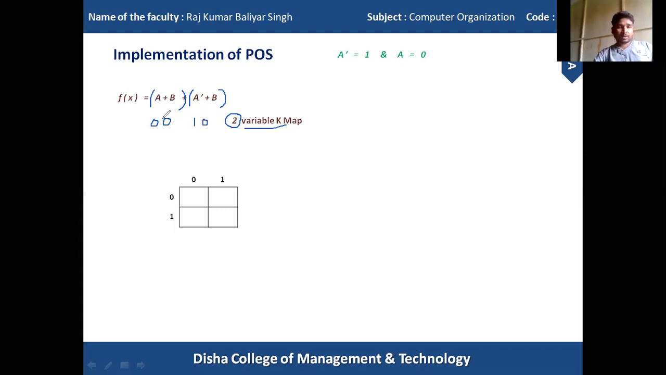So after conversion of this Boolean function into 0 1 form, we'll get this one, that is 0 0 and 1 0. So in case of two variable KMap, the row side is represented with A and the column side is represented with B, and the first column is represented 0 and the second column is represented 1, and the first row is represented 0 and the second row is represented 1.